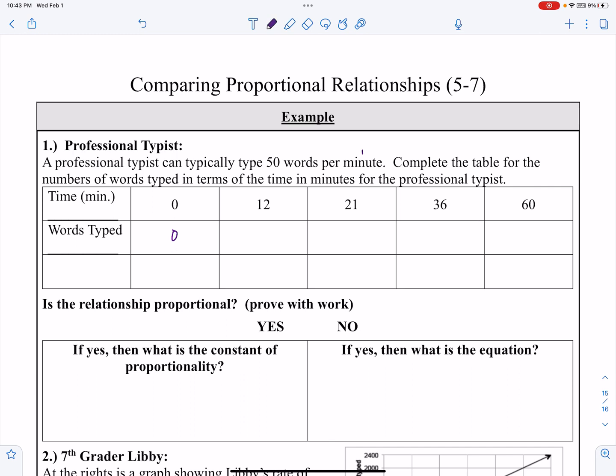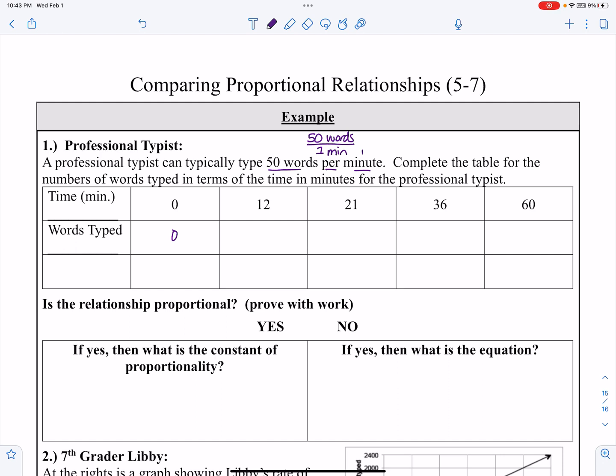So congratulations. This isn't really anything too new. We've been doing all of this. Let's just put that bow on it and wrap it all up. The question says that a professional typist can type 50 words per minute. So identify that as a ratio, 50 words per 1 minute. That's something to just be aware of as we're going here.